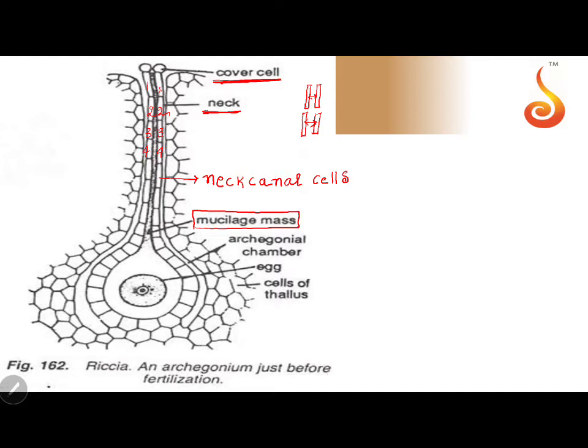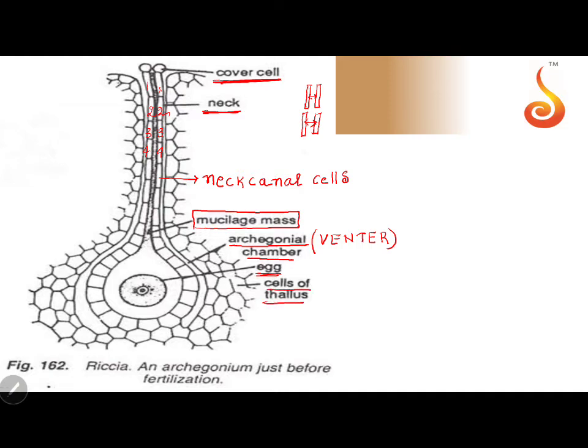Then I have the base of the archegonium is swollen. The swollen part is archegonial chamber. This is also called as venter. Venter means stomach, because it is the swollen base. It is looking like a flower vase which has a long structure, isn't it? Flask-like shape is archegonium. Then inside this swollen structure I have egg, and these are the cells of thallus.